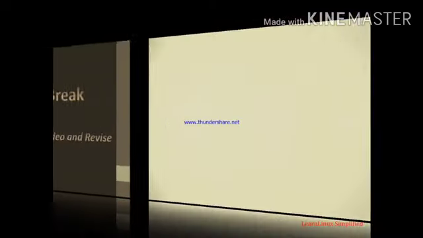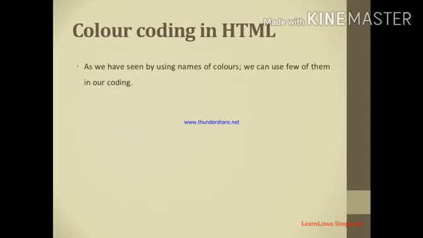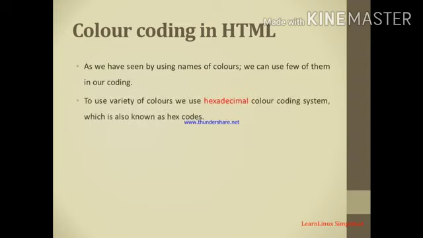The next part is color coding in HTML. Color coding means, for adding colors we can give names, but instead of those names we can use color codes. As we have seen, by using names of colors we can use only a few of them in our coding. To use a variety of colors we use the hexadecimal color coding system, which is also known as hex code.